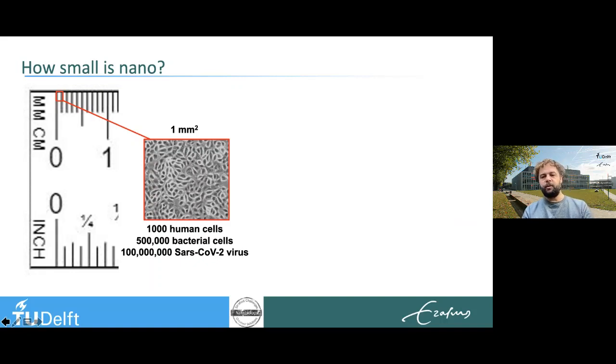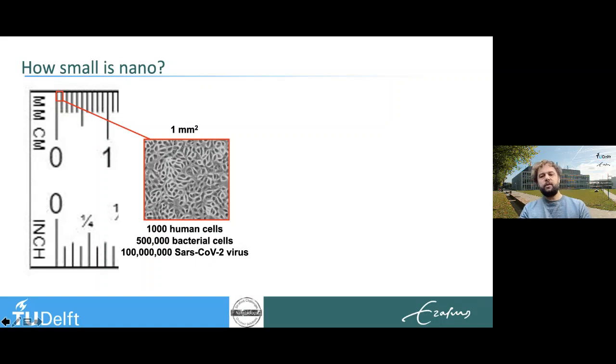The reason that we are now doing this online and not that we can greet you live in a lecture hall. But if we then, we are already approaching nano. For example, the SARS-CoV-2 virus particle is about 100 nanometers in diameter.